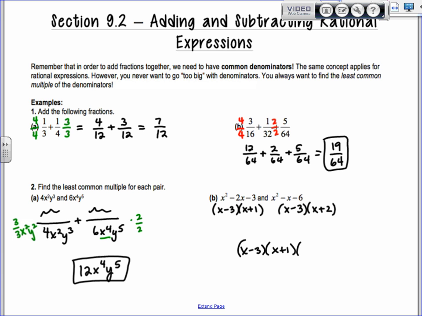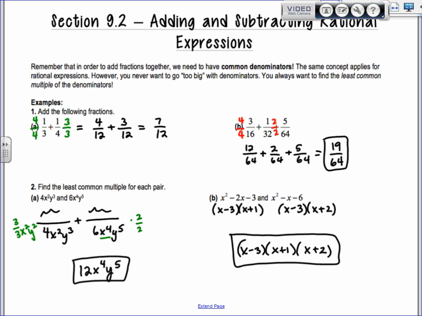It has the x minus 3. We're good there. It needs the x plus 2, right? Okay, so let's see if that works on the other one. The other one has x minus 3, which we have, and x plus 2, which we have. Well, it's missing the x plus 1, right? Does that make sense? So that would be your least common denominator, your least common multiple.